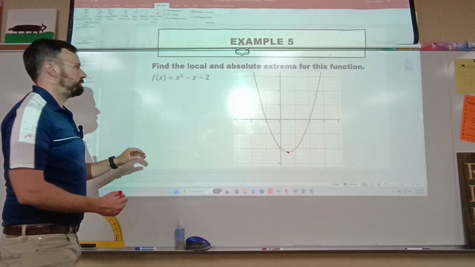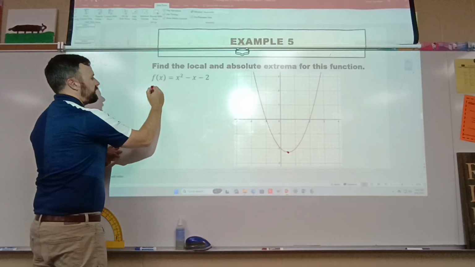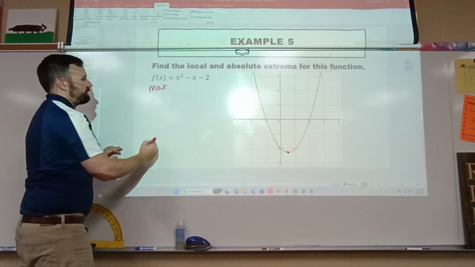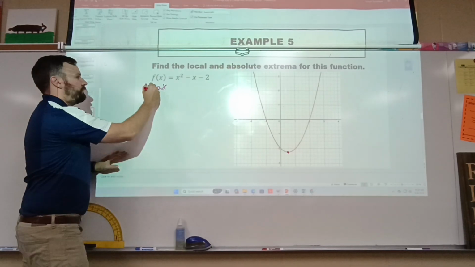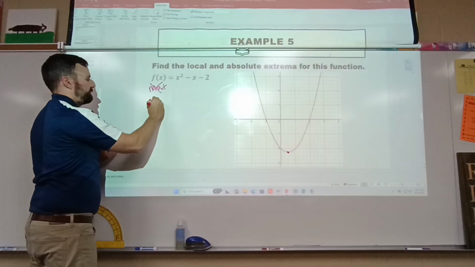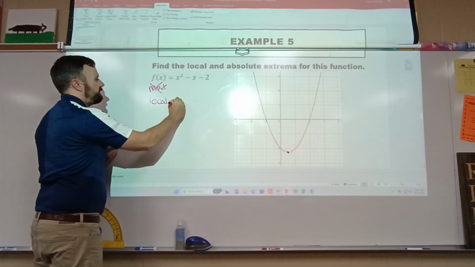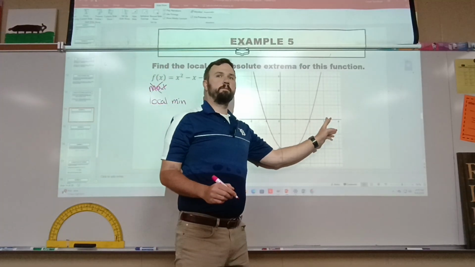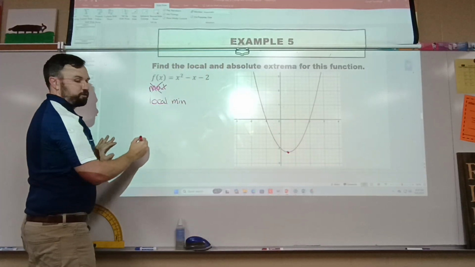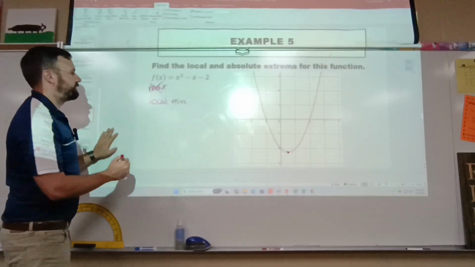There's only one. Do I have any maxes on this piece? Are there any points at the top of a hill? There are no maxes. Do I have a local min? Is there a point where I go from down to up? Yeah, right there. You'll have to take my word for it because your graph is hard to see.